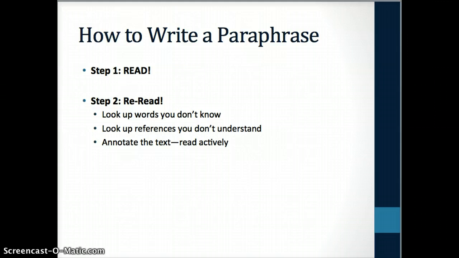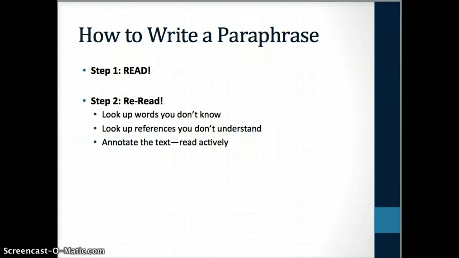So let's talk about how to write a paraphrase. This is going to look really similar to how to write a summary because step 1 and step 2 involve reading. So you have to read the source, and then you have to reread the source. Make sure you're looking up words you don't know, you look up references you don't understand, and make sure that as you're reading, you're really working with the text.